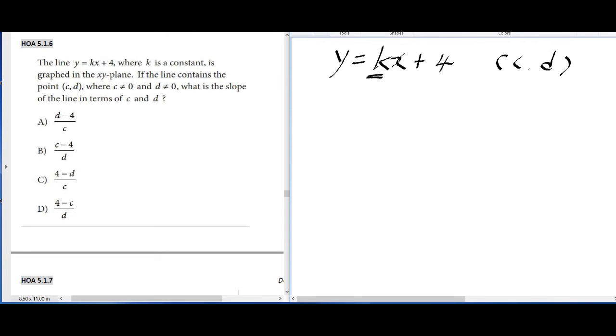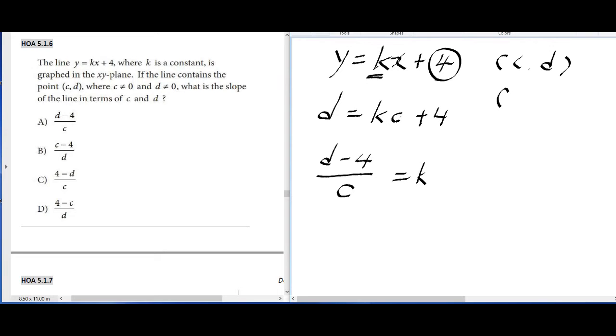So, two ways, okay? You can first plug in: D equals K times C plus 4, right? Move the 4, so D minus 4, and then divide by C. So slope K equals D minus 4 over C. The other way: 4 is the y-intercept, which means it passes through 0, 4, right? Change in y, which means D minus 4.